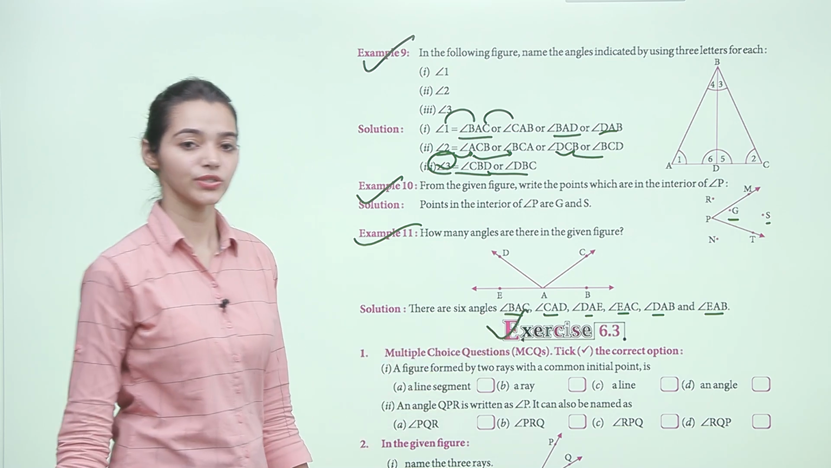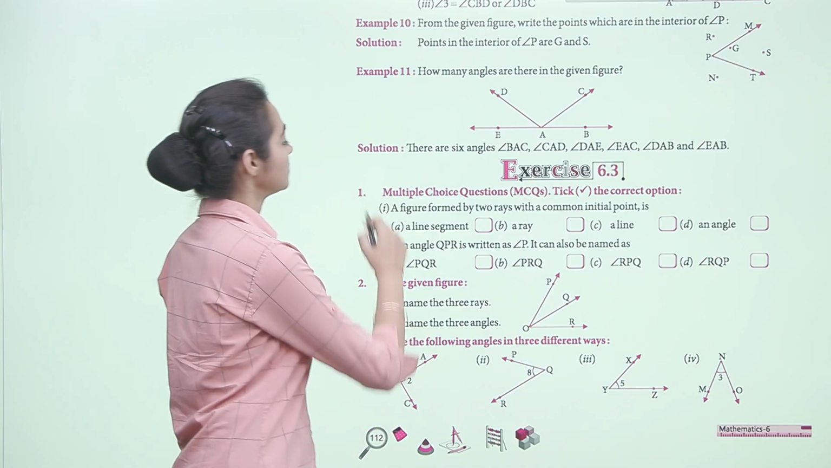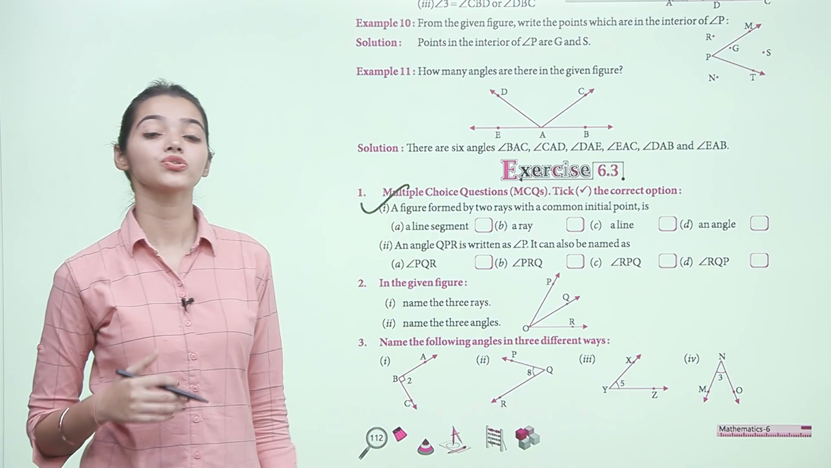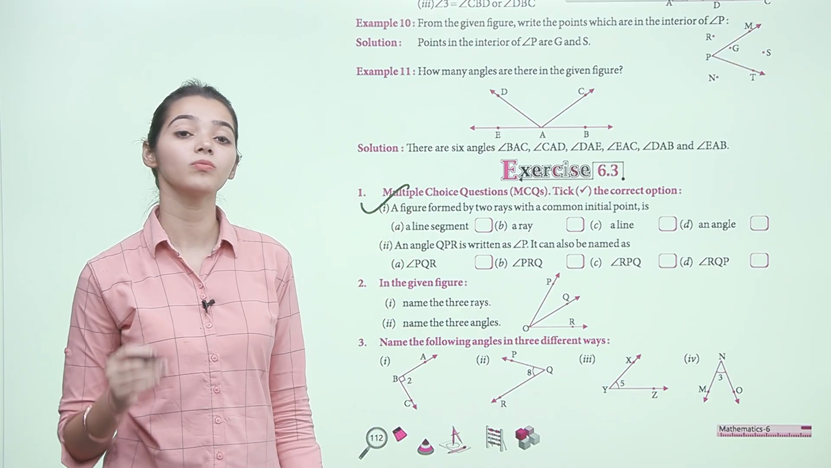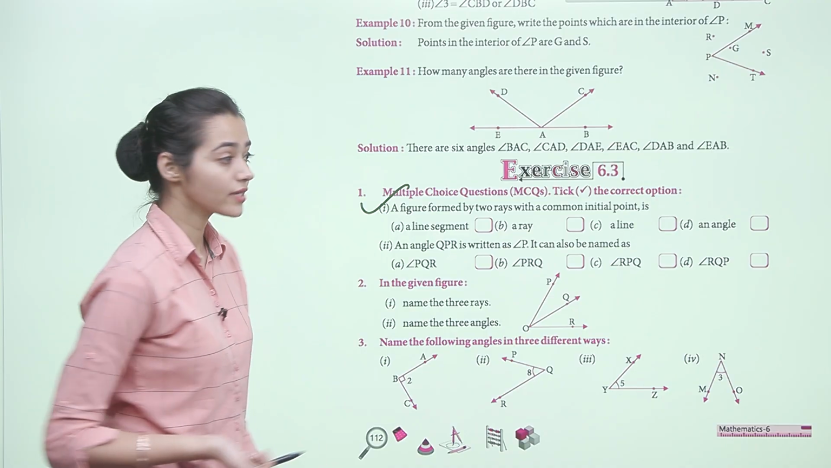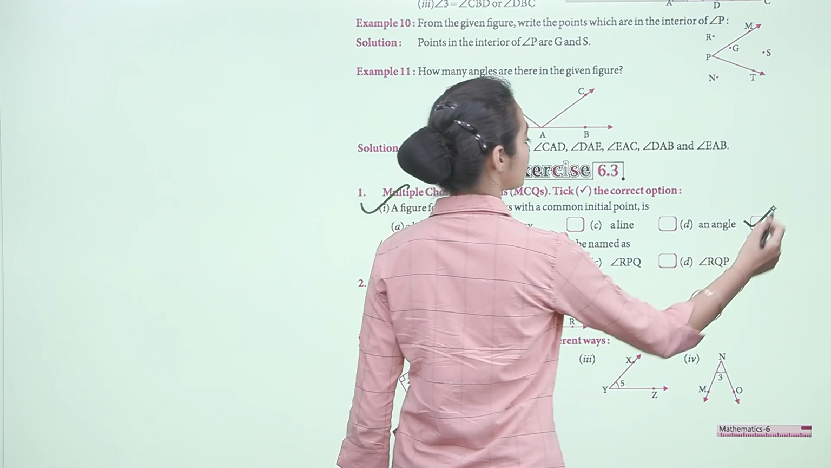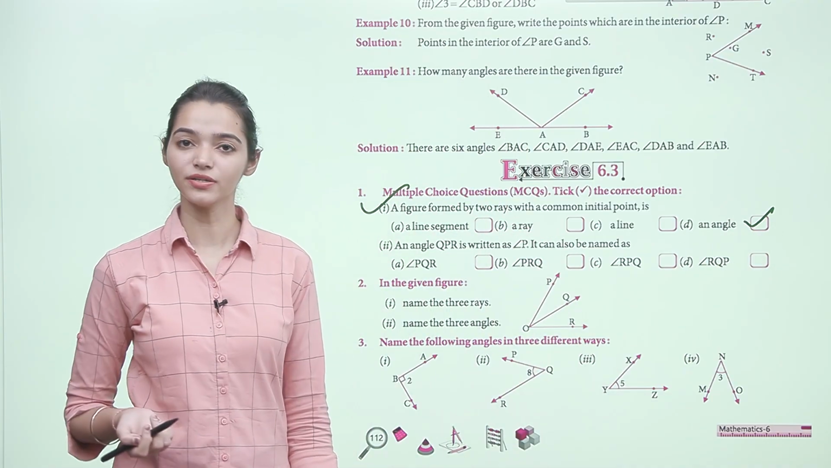Let's start with exercise 6.3. Here in the first one, a multiple choice question, we have to take the correct option. A figure that is formed by 2 rays with a common initial point is an angle. That's how you can complete the remaining part.